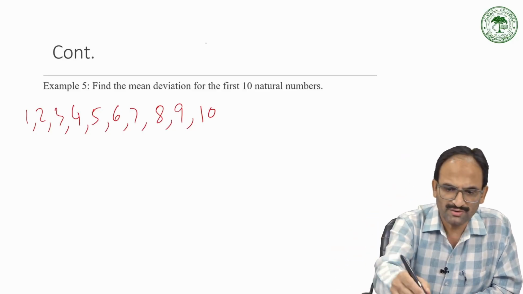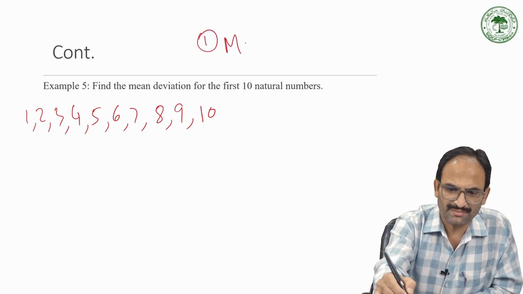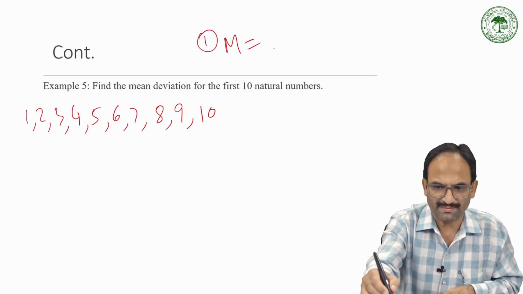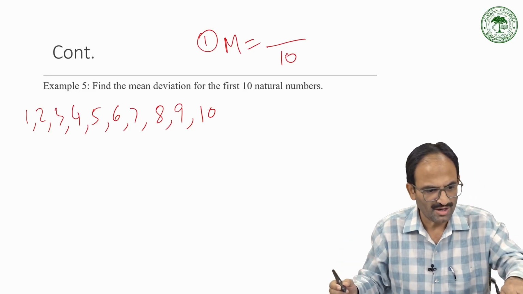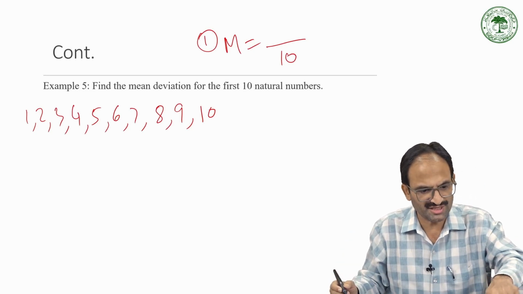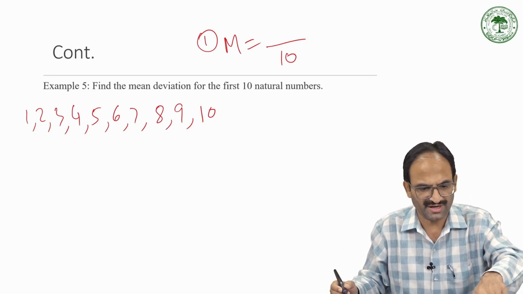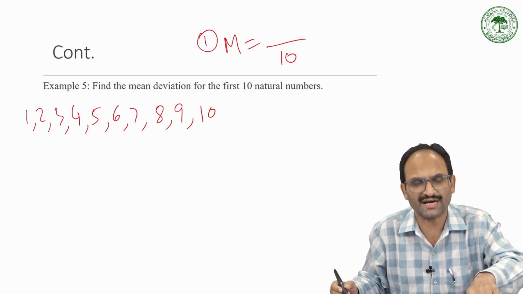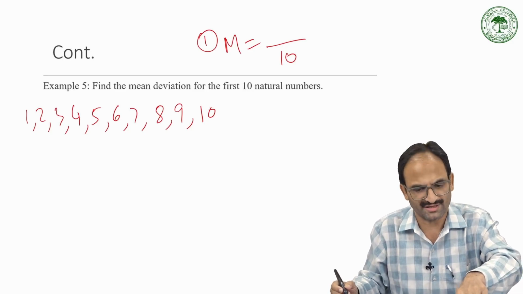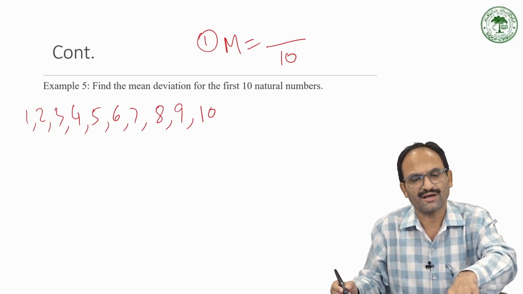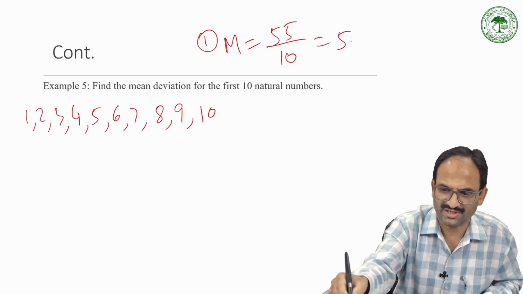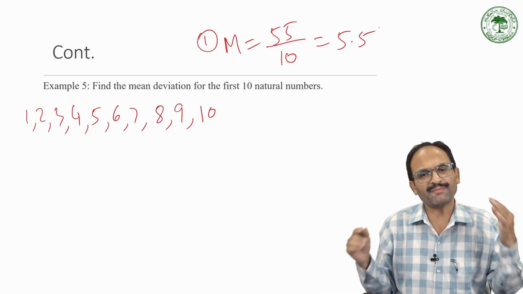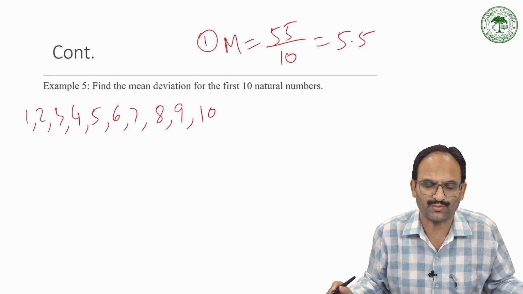So what will you do? In the first step, calculate the mean. So find the sum and divide it by 10. So what will you get? 2 plus 1 is 3, 3 and 3 is 6, 6 and 4 is 10, 10 and 5 is 15, 15 and 6 is 21, 21 and 7 is 28, 28 and 8 is 36, 36 and 9 is 45, and plus 10 is 55. So 55 divided by 10 is 5.5. So the mean has come out to be 5.5.